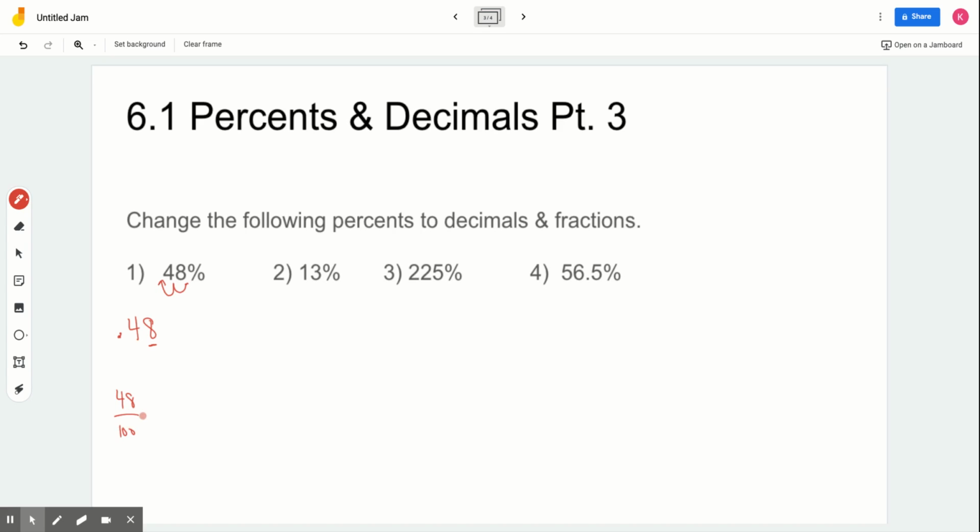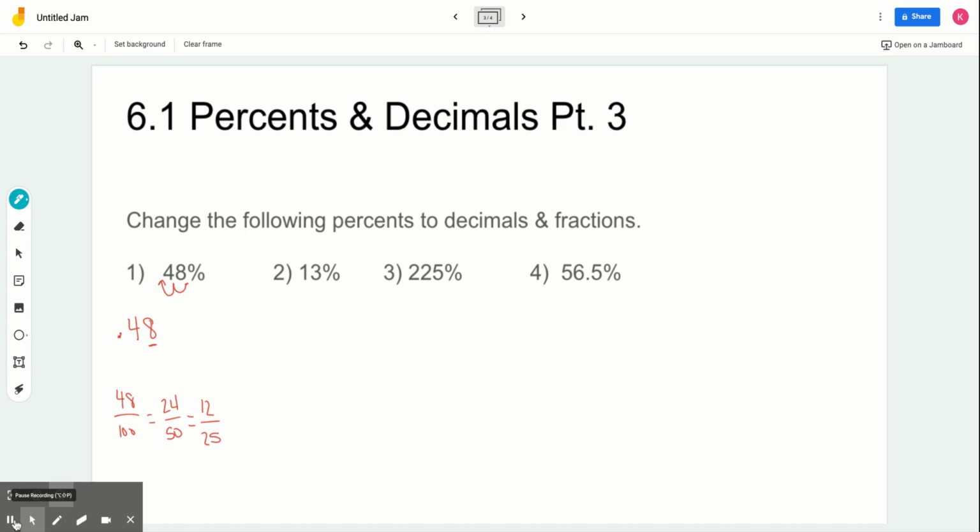Now we can take time to simplify or reduce this. Both of these are divisible by 2, and both of these are divisible by 2. So 48% is the same as 0.48, or 12/25. Take a minute and try the next 3 on your own.